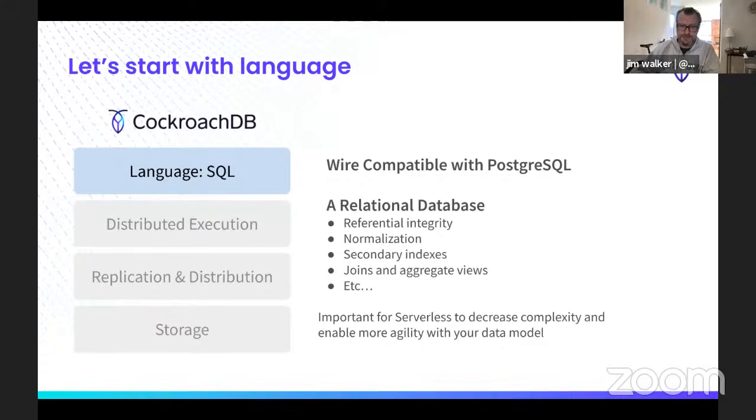This is a relational database. You get referential integrity, there's normalization, there's secondary indexes, all the things that you love about the relational data model, that's what you have here.